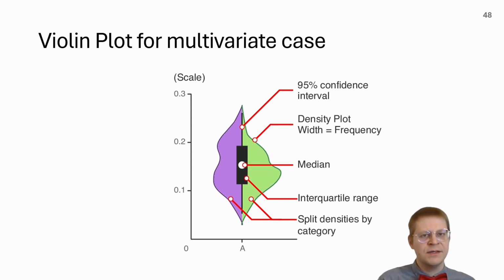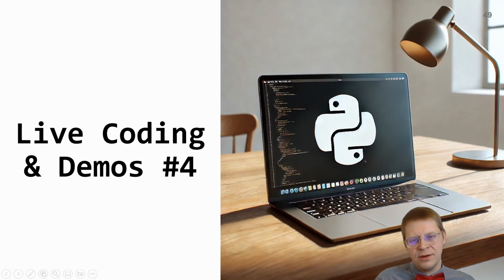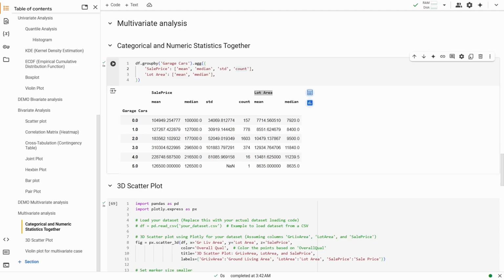And these advanced plots not only summarize the distribution of one variable, but can also be segmented by adding categorical variables. And this layered visualization provides a richer context, enabling you to see how different groups compare in terms of their overall data distribution. And now let's have some demo.